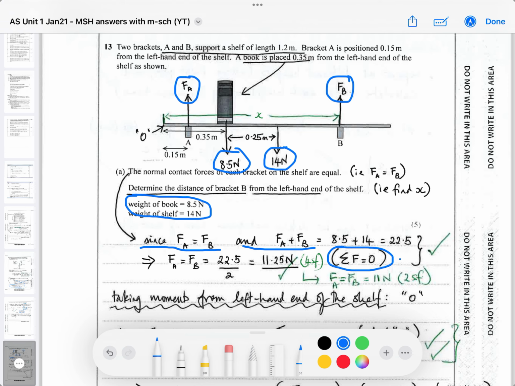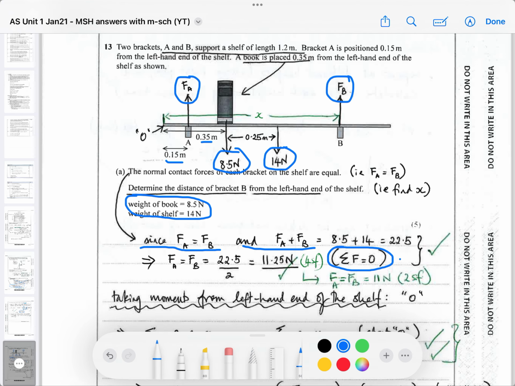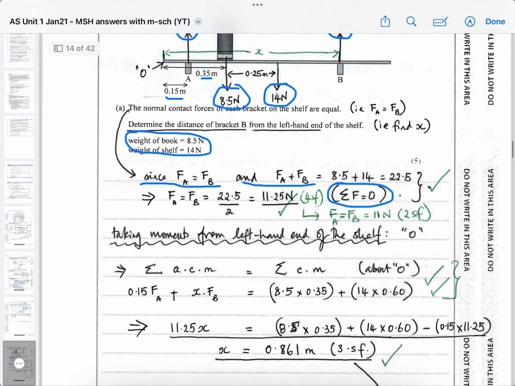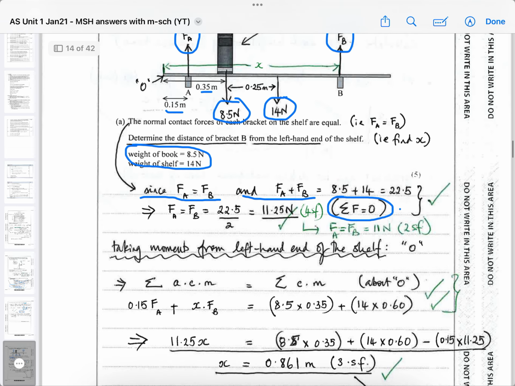All right, so you wouldn't put it 11.25 newtons because the data given in the question is two significant figures. Okay, you'll see the distances are given to two significant figures, the forces are given to two significant figures. So really all you know is that the forces on each of the bookshelf supports A and B must be about 11 newtons.